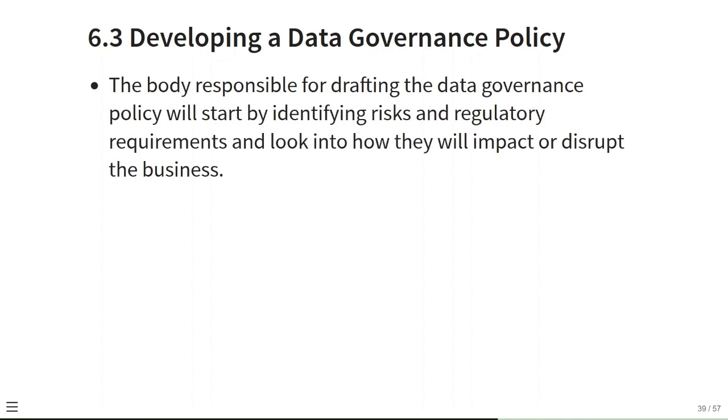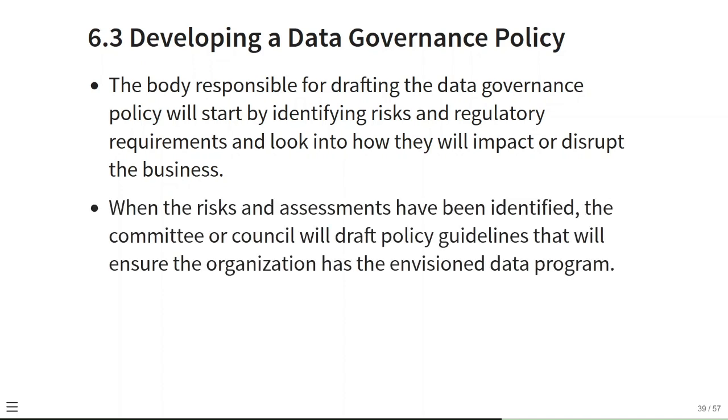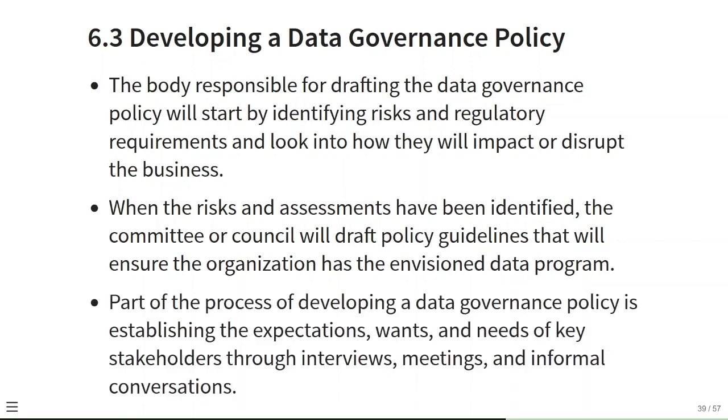When developing a data governance policy, the body responsible for drafting it will start by identifying risks and regulatory requirements and look into how they will impact or disrupt the business. When the risks and assessments have been identified, the committee or council will draft policy guidelines that will ensure the organization has the envisioned data program. Part of the process of developing a data governance policy is establishing the expectations, wants, and needs of key stakeholders through interviews, meetings, and informal conversations.